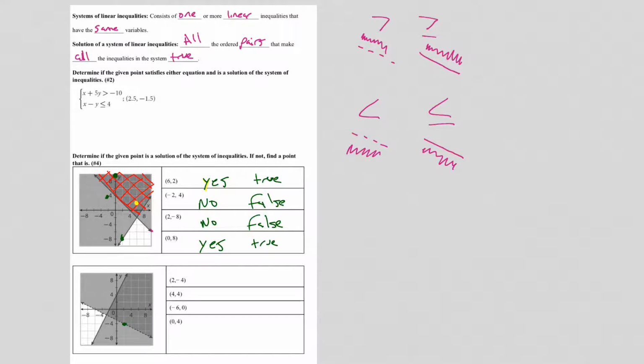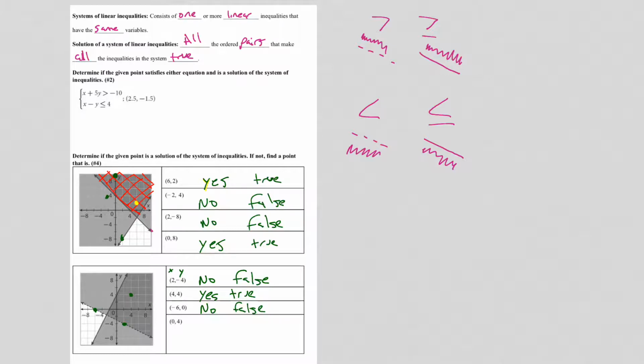But what is that line? That line is a dashed line, right? So dashed line would mean it's not part of the solution, so no. That point actually would be false in this system. If I plugged in this value for x and y, it would be false for the system. How about the 0, 4? That's right there. That's definitely true. Negative 6, 0, would be over here, again on the dashed line. And dashed lines are not part of the solution set, so this would also be false.